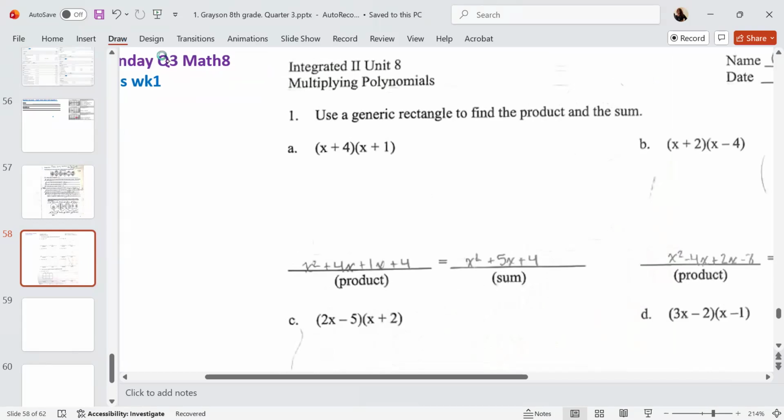this is the one we did, FOIL. This is first. Do you understand why that's first? Because those are the two letters first in the parentheses. Do you see that? So first is x times x, which is x squared, right?